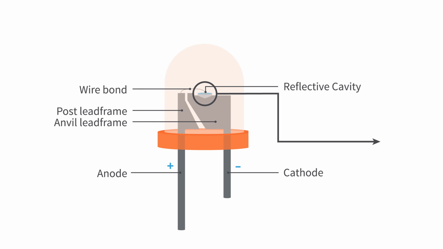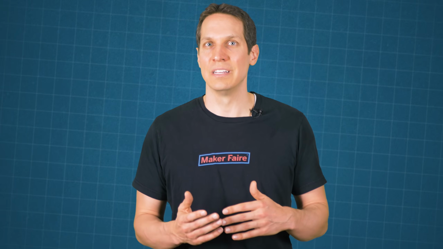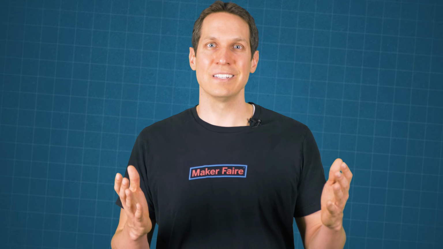One reason for this design is that the majority of the light produced by an LED is from the area of the junction nearer to the P region. So this area is kept as close to the surface of the device as possible. And that's it. I hope this video helps you understand how an LED works.